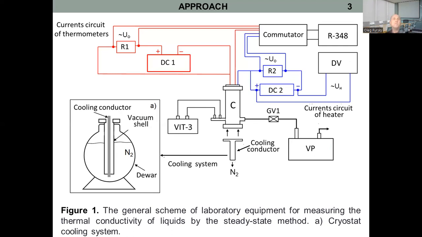Cooling to below room temperature is carried out with the use of a removable cooling conductor, see Figure 1a. When placing the cooling conductor in the transport drum, its lower part is in contact with the liquid nitrogen.